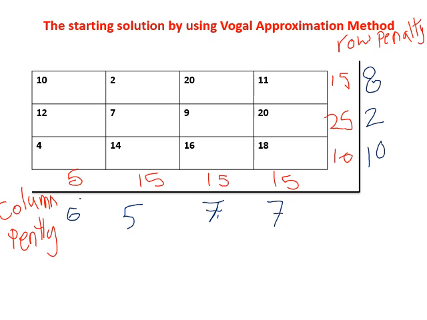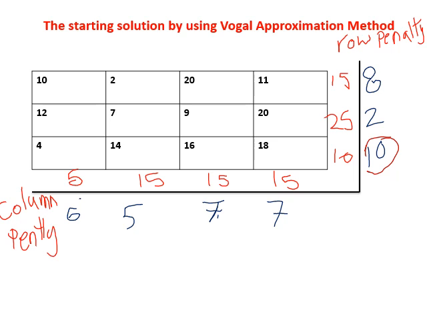Now, again, in the first step, we have a row penalty and a column penalty for all the rows and all the columns, by subtracting the least two costs in each row and each column. Now we will use the maximum value among all the row penalties and column penalties to determine which column or row we will begin with. Again, what is the greatest value among these values 8, 2, 10, 7, 7, 5, and 6? The greatest value, of course, is the number 10.